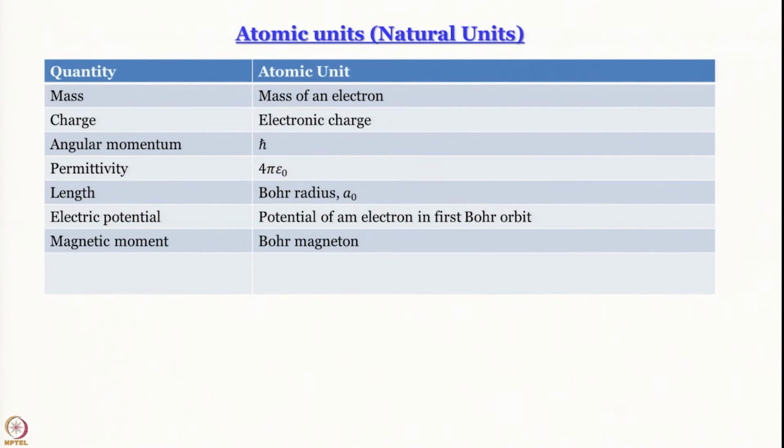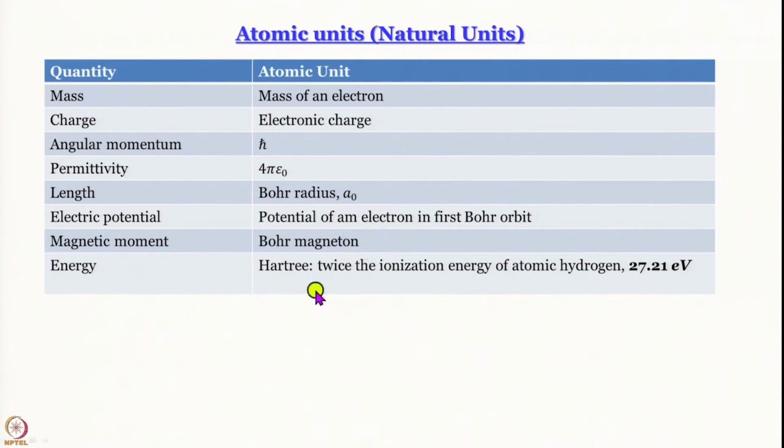Magnetic moment is written in terms of Bohr magneton, we are not really using it right now, and energy, very important, is written in terms of Hartree. So, Hartree is twice the ionization energy of atomic hydrogen, and if you remember the ionization energy of atomic hydrogen is 13.6, actually 13.605. So, twice that is 27.21 electron volt. So, 1 Hartree is 27.21 electron volt. So, that is a large number for atomic systems, a significant number.